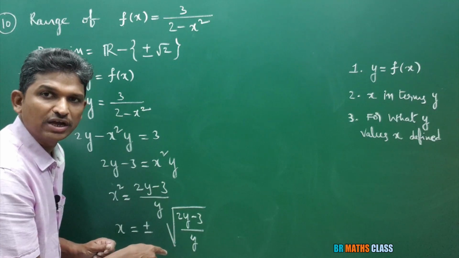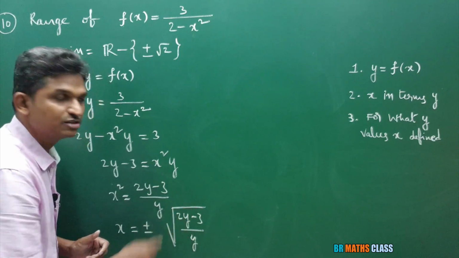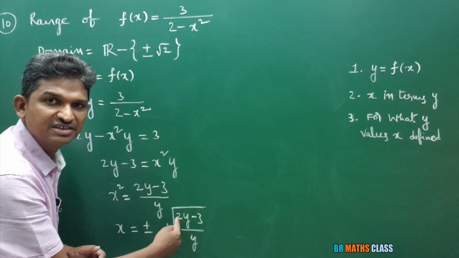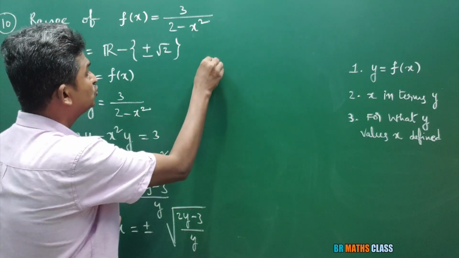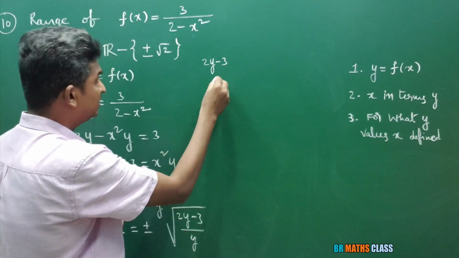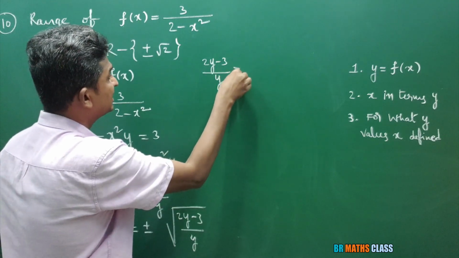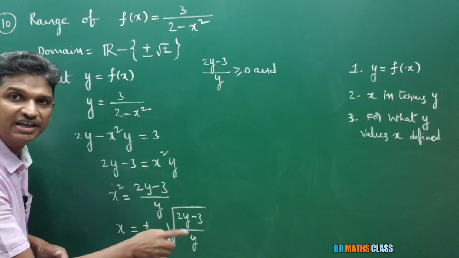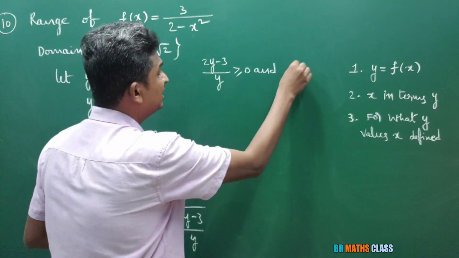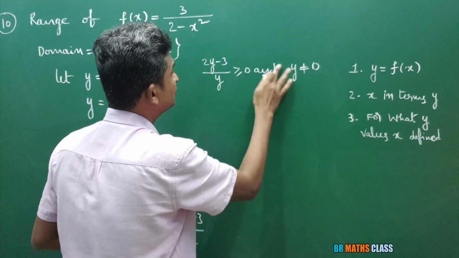You know already how to calculate the domain of a function. As this expression is under root, whatever expression is inside the root must be greater than or equal to 0. So 2y minus 3 divided by y must be greater than or equal to 0. It is of the form f of x by g of x, so this denominator cannot be equal to 0. And y cannot be equal to 0.